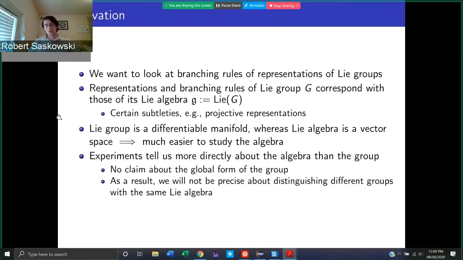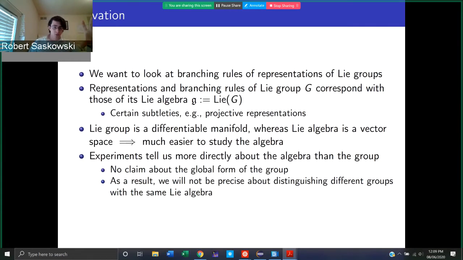Now, the other reason we want to look at the algebras is because they're easier. So Lie groups in general are differentiable manifolds. And if you've ever worked a general relativity problem, you know that differentiable manifolds are not an easy beast to deal with. Whereas a Lie algebra is a vector space. In particular, you can think about it as being the tangent space at the identity of the Lie group. And of course, this makes sense because the Lie group is a differentiable manifold, so there is a tangent space at the identity. So what this is saying is, as you know, vector spaces are very nice to deal with. So it's much, much easier to study the algebra than it is to study the group.